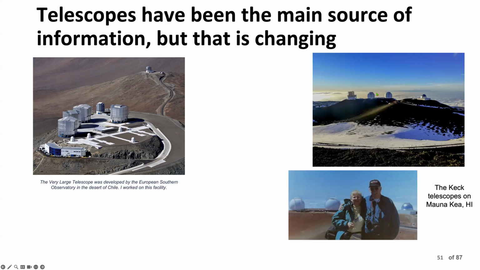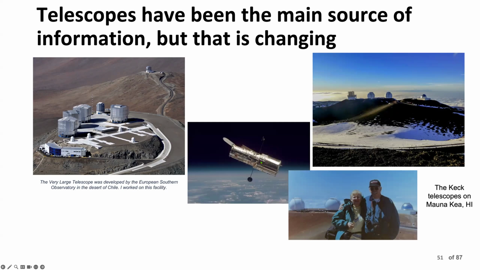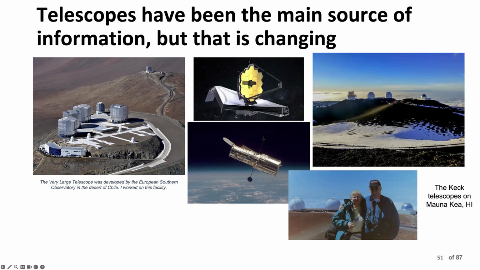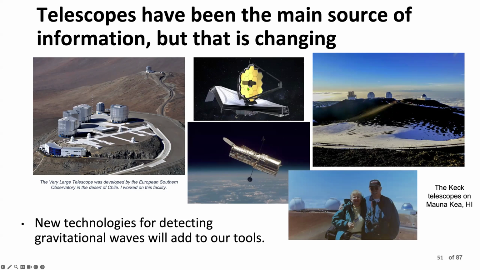Here's probably the premier spot in the world for ground-based telescopes, and that's on the Big Island of Hawaii, on the dormant volcano Mauna Kea. And you see gigantic telescopes there. Here's my wife and I at the summit of Mauna Kea. Of course, when we can afford it, we build space telescopes. Here's the Hubble Space Telescope. And of course, now we have the James Webb Space Telescope that's in its third year of operation.